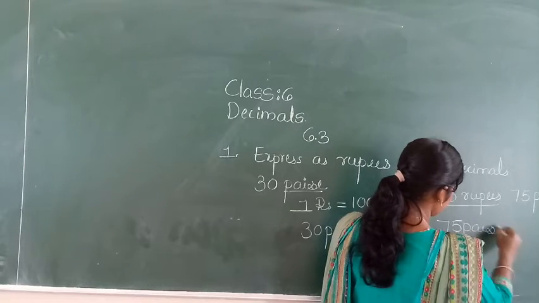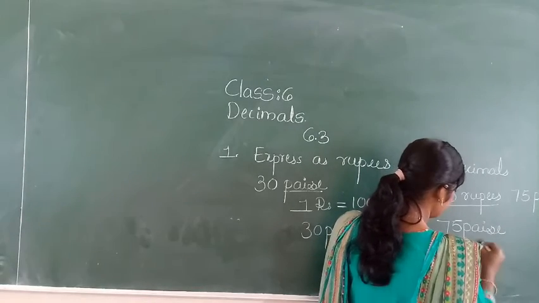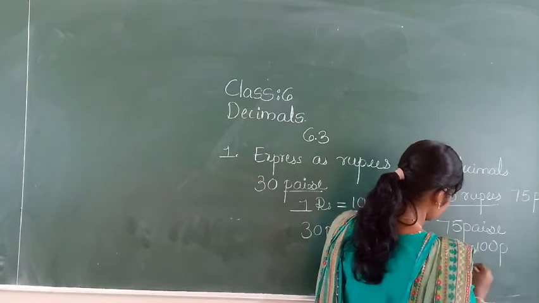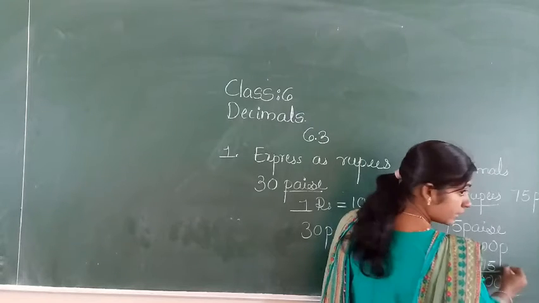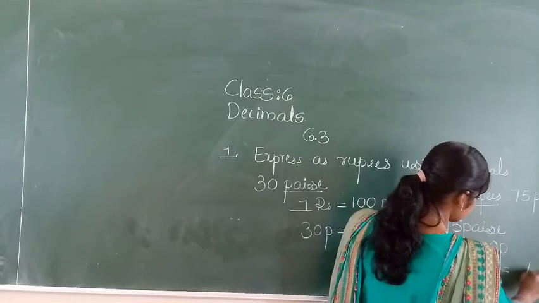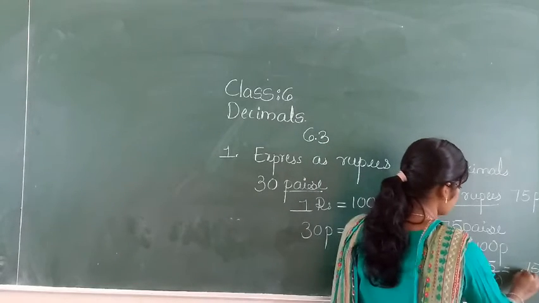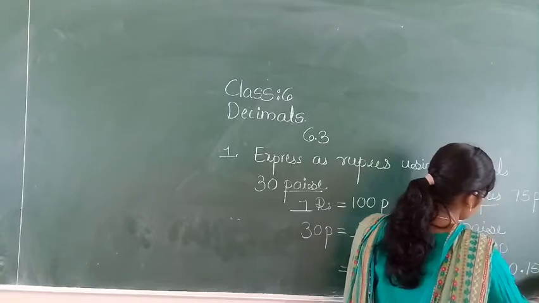75 paise is there, no? So already you know 1 rupee is equal to 100 paise. So 75 paise is equal to 75 divided by 100. Next, write the numerator 75 as it is, and after 2 digits you have to give the point, and it becomes 0.75 rupees.